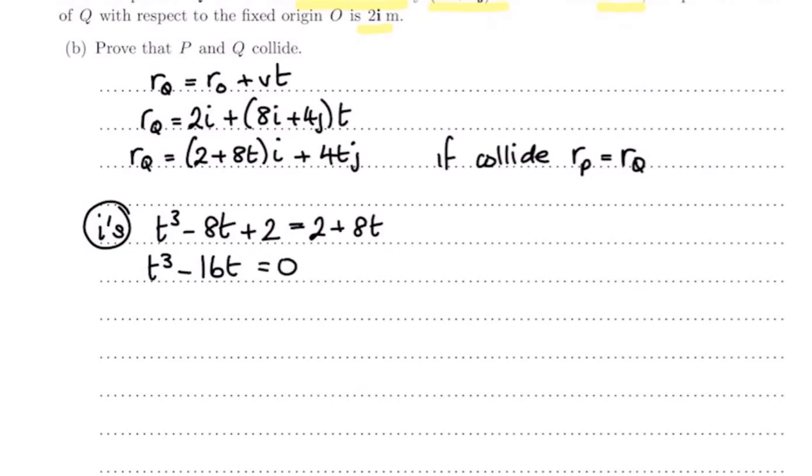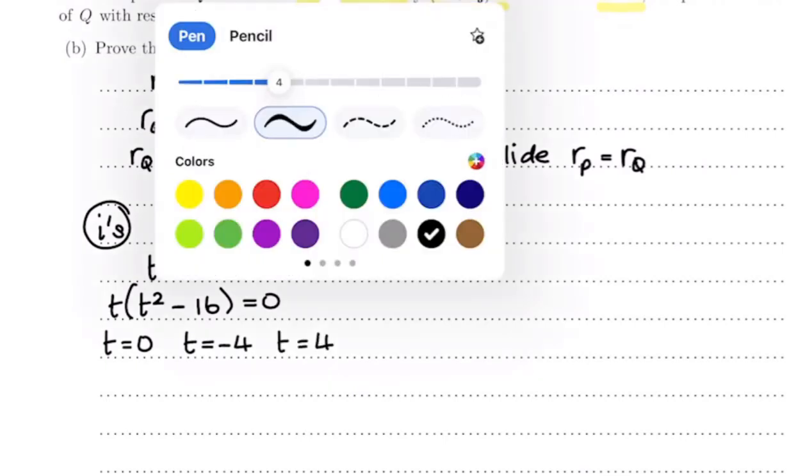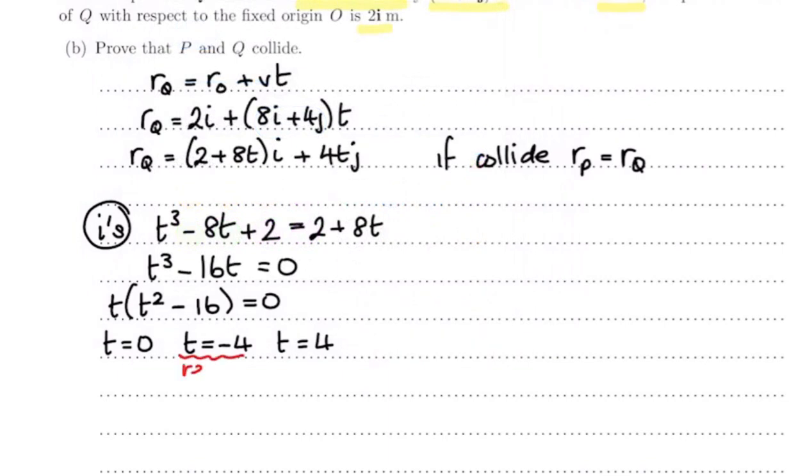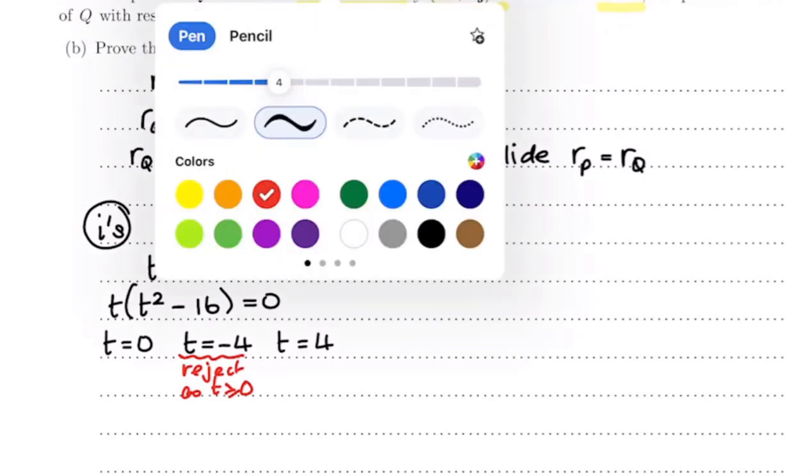We're going to solve that. I'm going to apply t as a common factor, so I get t times (t squared minus 16) equals 0. So I get three possible t values: t equals 0, t equals negative 4, t equals positive 4. One of those I'm going to reject, this one, and I'm going to state why I'm rejecting it, because t has to be greater than or equal to 0. Now that I've only compared the i's, what I'm going to do is compare the j's and see if I get a corresponding t value.